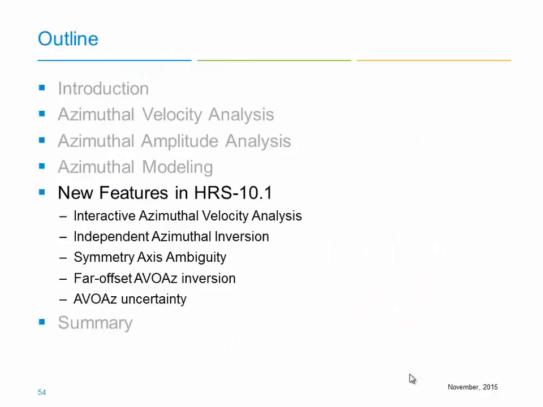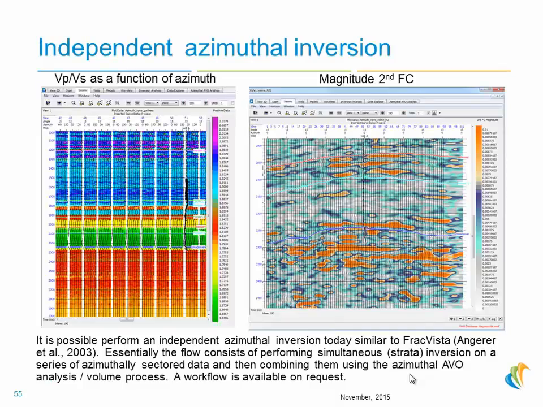So I wanted to now move on and just talk about some of the new features we've put into HRS10. We've already talked about the interactive azimuthal velocity analysis. What I wanted to focus on now is that we've modified the software so it's possible to do an independent azimuthal inversion. The basic idea would be you would create common angle, common azimuth sector data, and then work on one particular sector and do a simultaneous inversion, for example, for P impedance and the VPVS ratio.